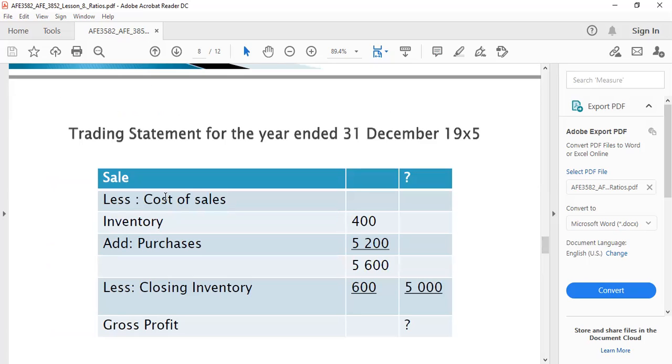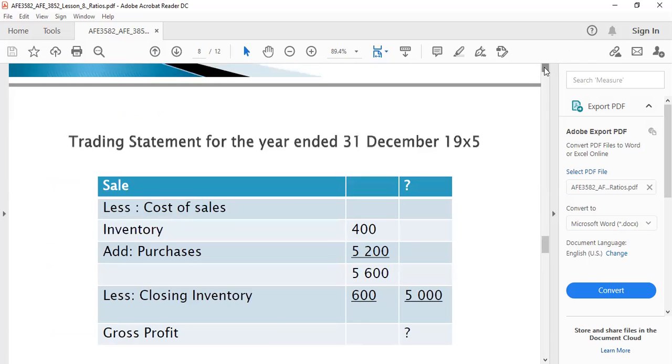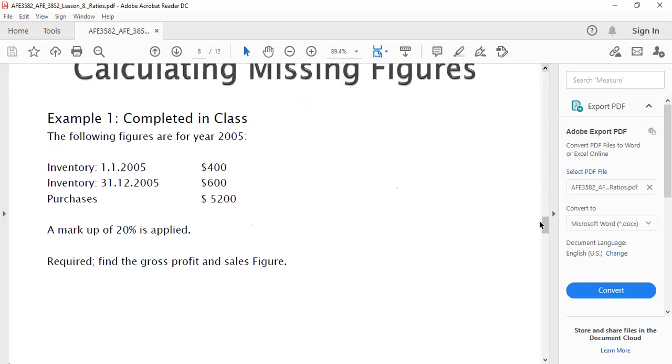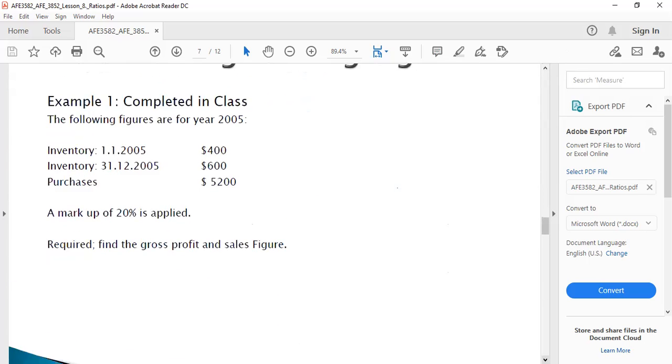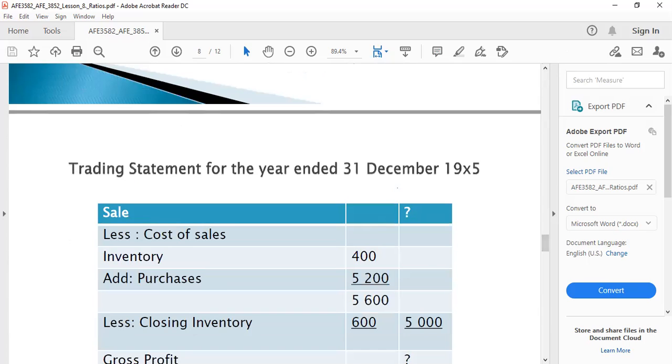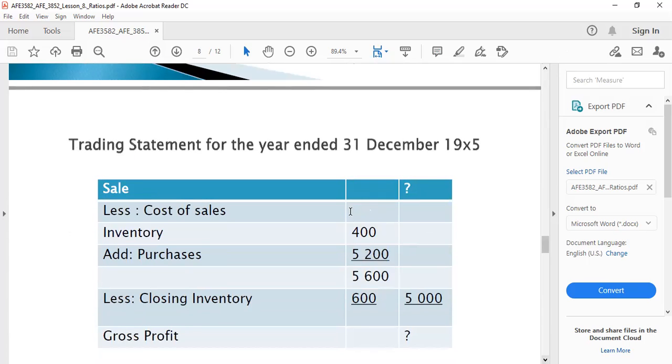This is now the trading statement of what we did. If you feel like you're maybe getting confused, you can even just draw up a trading account, then you put all the amounts that you are given. In this case, you're not given sales or cost of sales, but you're given your inventory. You add your purchases, you less your closing inventory. Then if you work this out, you will get your cost of sales, which is 5,000. Do you understand?